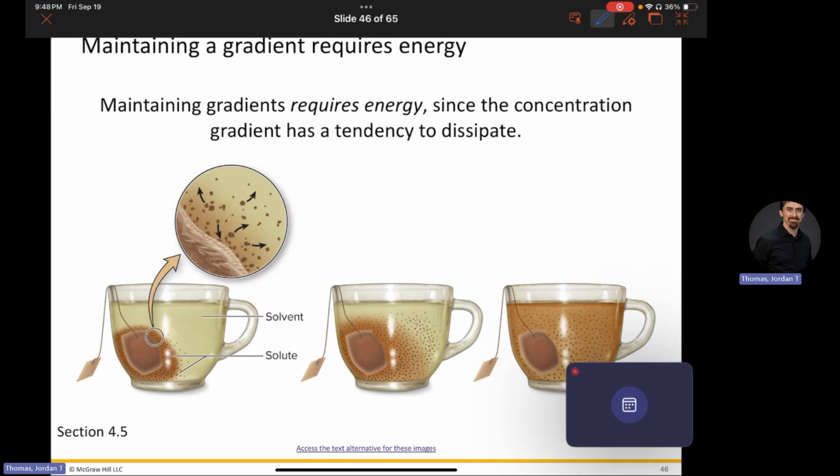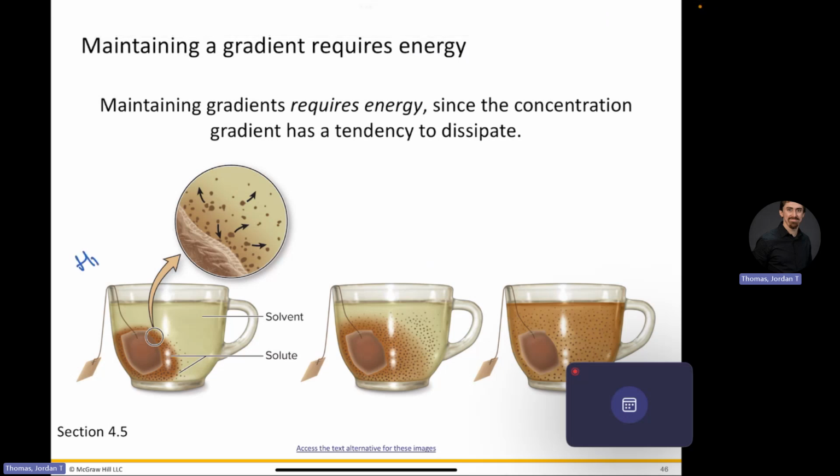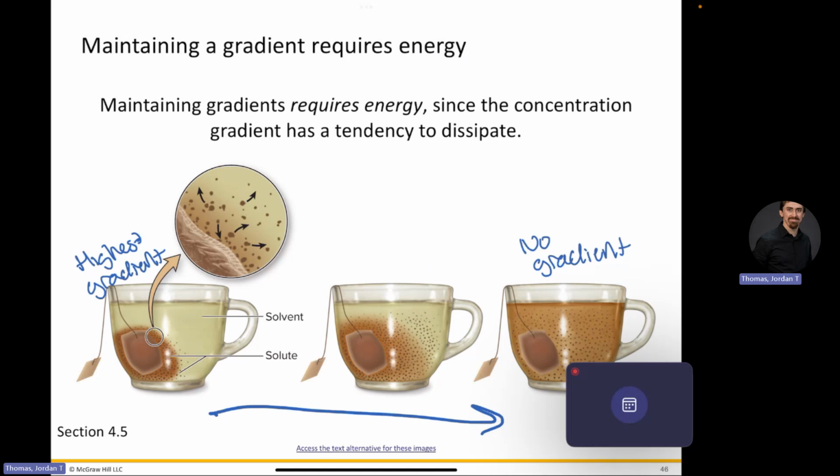So maintaining a gradient requires energy. Maintaining gradients requires energy since concentration gradients have a tendency to dissipate. So in this example that we talked about, we go from the highest concentration or highest gradient to no gradient. So we're going in this direction. And this is a natural process. It does not require energy. This happens on its own.